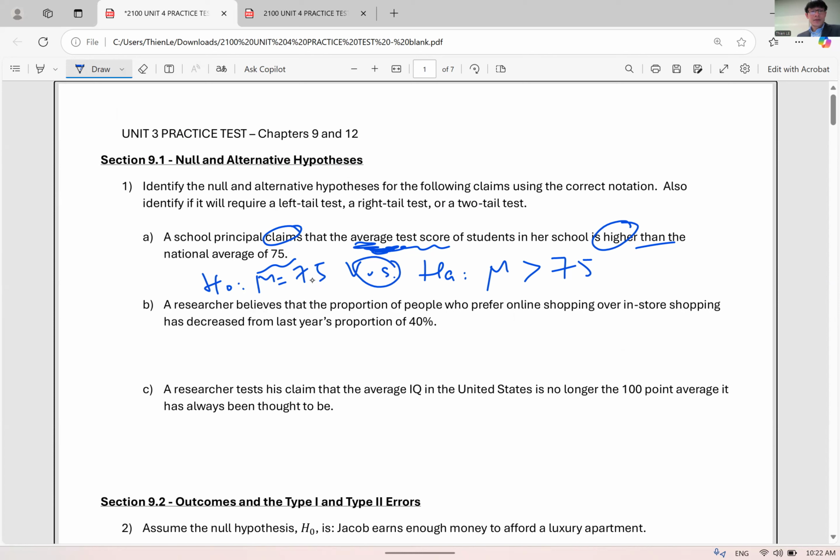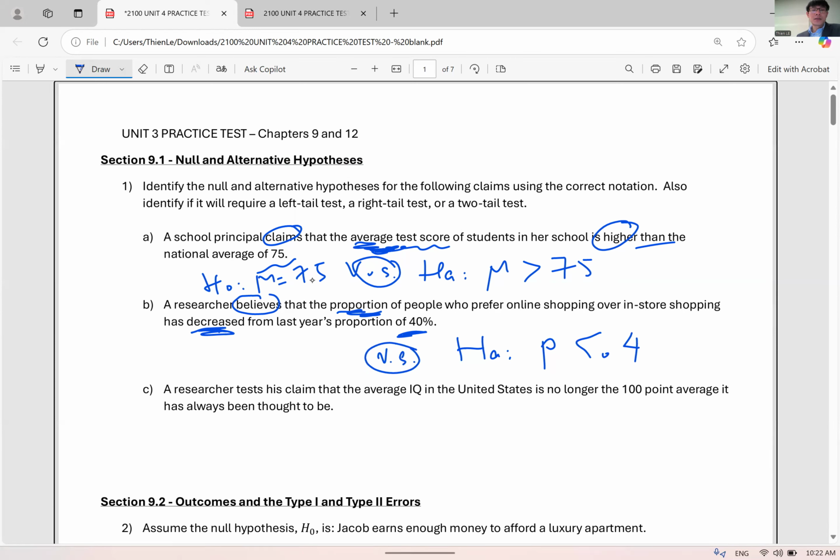So the second one, a researcher's belief about a proportion, which means we're testing for P, the proportion of people who prefer online shopping over in-store shopping, has decreased from last year's proportion. Decreased from what? Last year's proportion, which is 40%. So if P is the proportion of people who prefer shopping online over shopping in store, the alternative, the claim we want to support, would be that P decreased, right? Decreased compared to last year, which means the proportion is now getting smaller. So maybe last year 40%, this year only 30%, right?